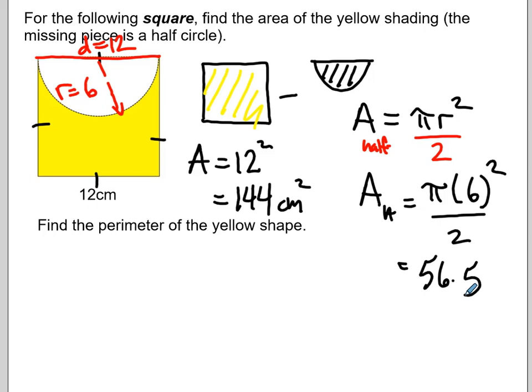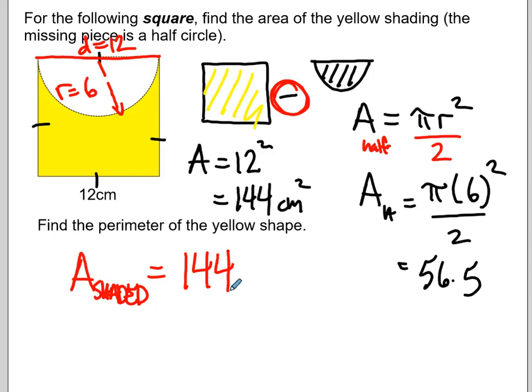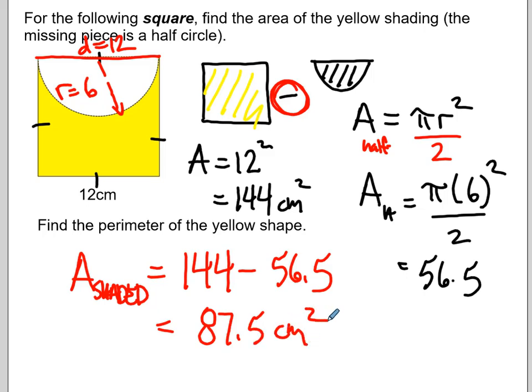Okay, and now again, I want to make sure I am subtracting. I'm not going to add these two together. So my area that's shaded, that says shaded, even though it's all blurred together, would be 144 minus 56.5. And that should be 87.5 centimeters squared. Okay, so we can add or subtract those values.